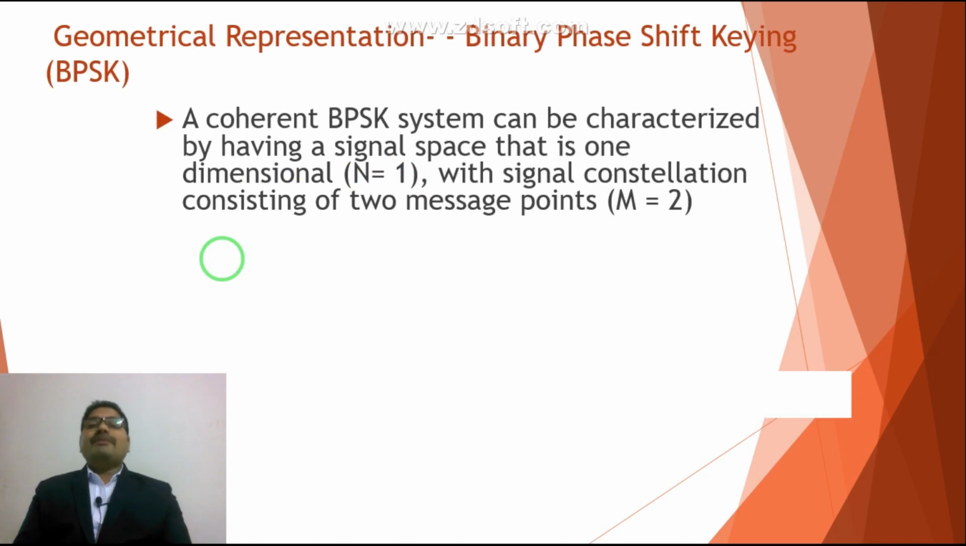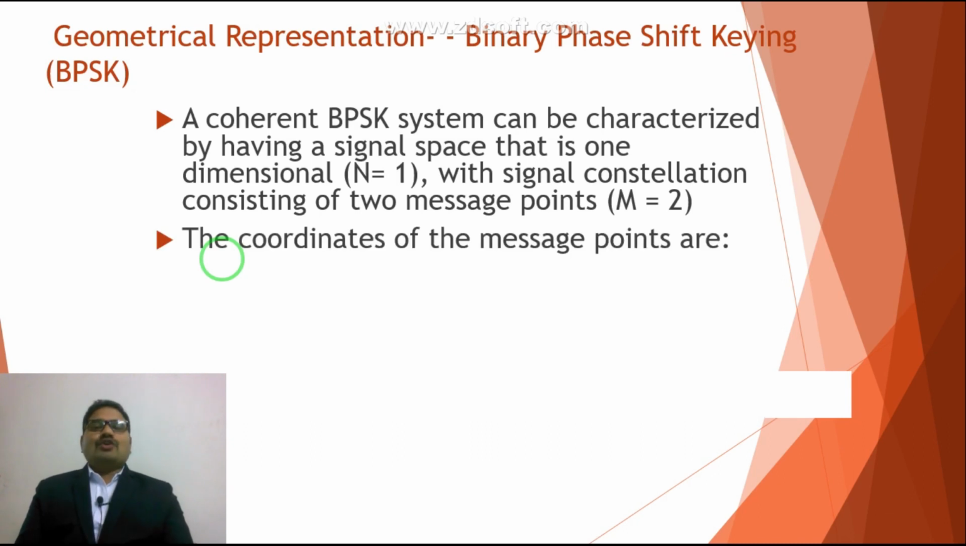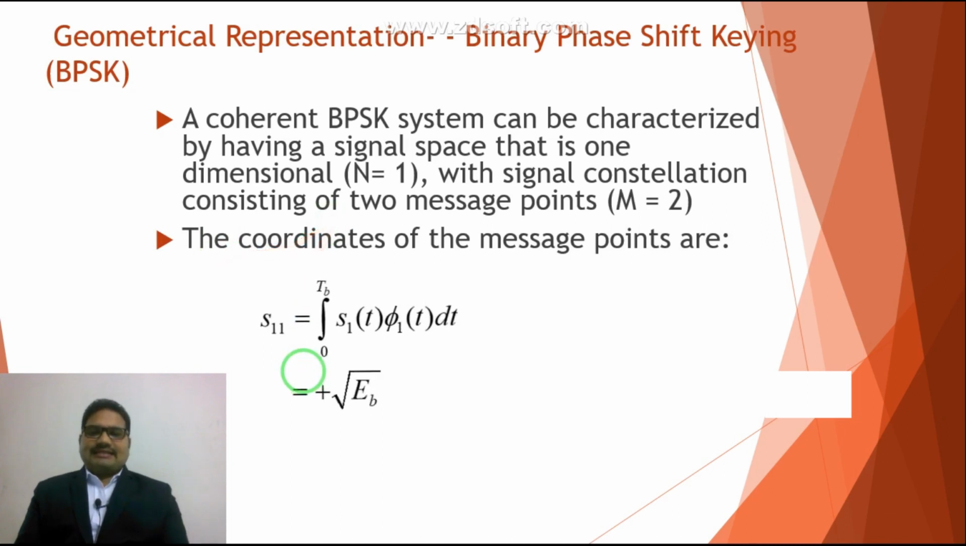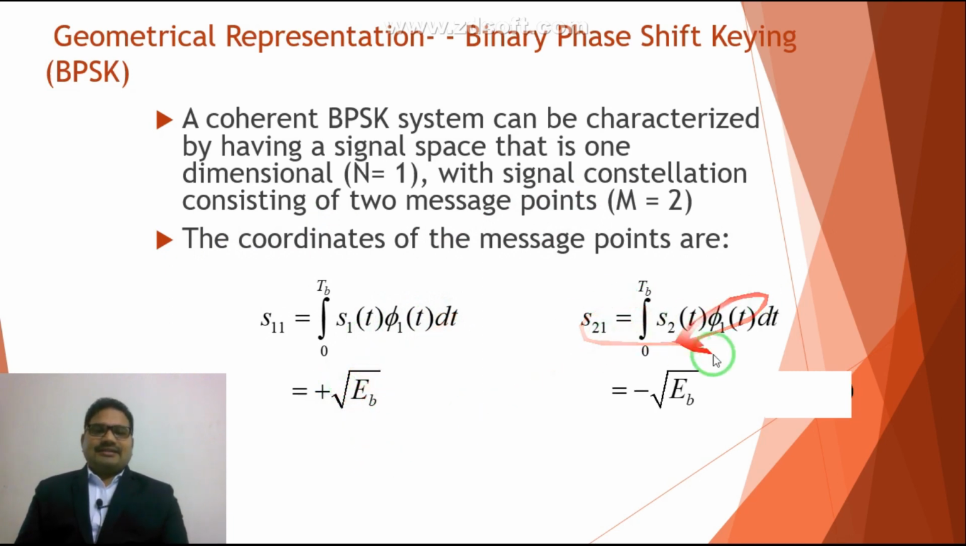So a coherent BPSK system can be characterized by having a signal space that is one dimensional, with a signal constellation consisting of two message points, since over here it is binary, so M is equal to 2. So the coordinates of the message points are what? We can take it as the integral of S1 of t times phi 1 of t, that is nothing but plus square root of Eb. And this is minus square root of Eb.